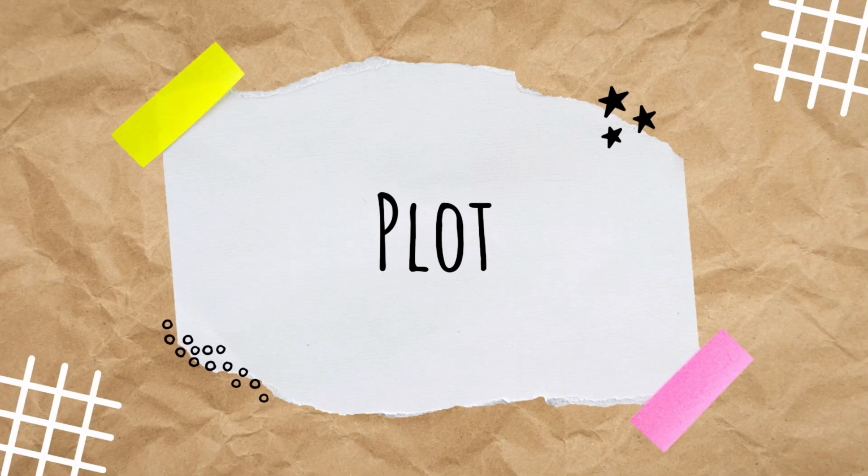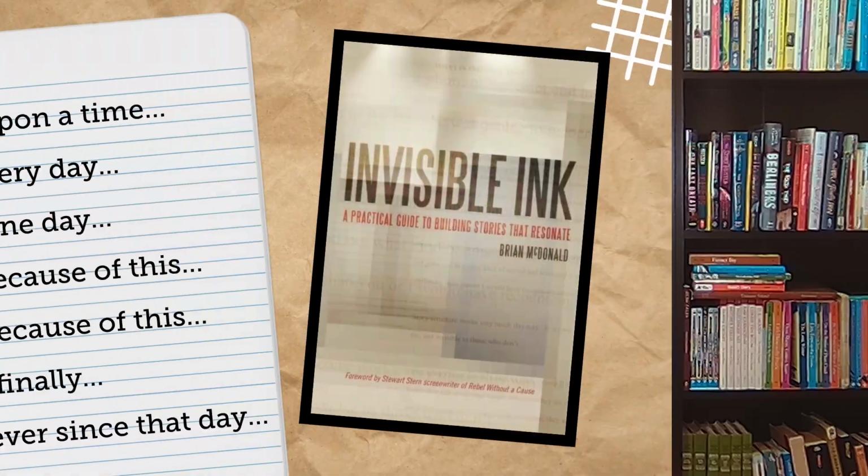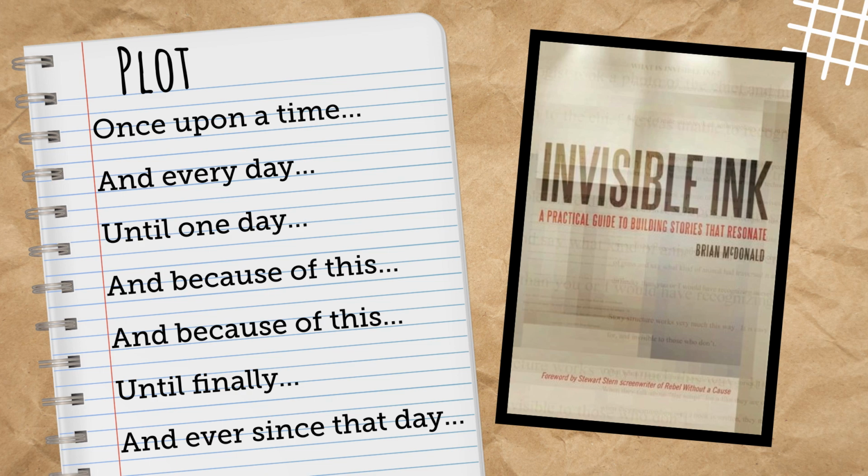Now that we've explored who's telling your story, let's talk about what happens in it. The plot is the backbone of your story, and there are different structures you can use to bring your idea to life. A very basic story plot taken from Invisible Ink, A Practical Guide to Building Stories That Resonate by Brian McDonald, is as follows. Once upon a time, and every day, until one day, and because of this, and because of this, until finally, and ever since that day.